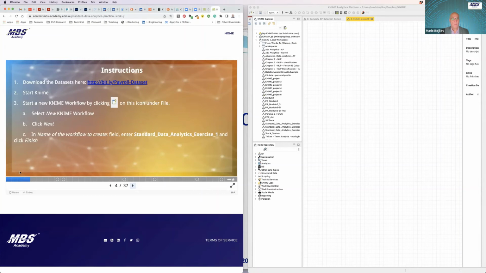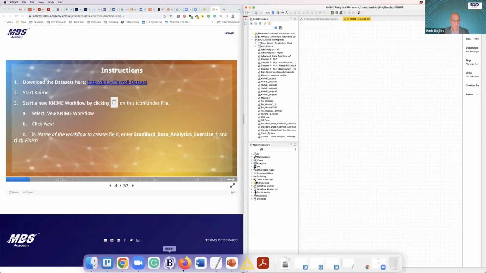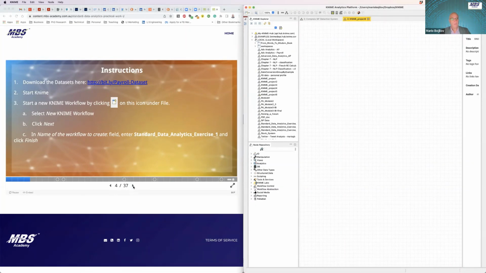So first, we need to get the data set. Start KNIME, number 2, start new KNIME workflow. I have already done this. This is what you see here on the right-hand side. This is KNIME, the tool that I mentioned. Okay, and we have the workflow created.